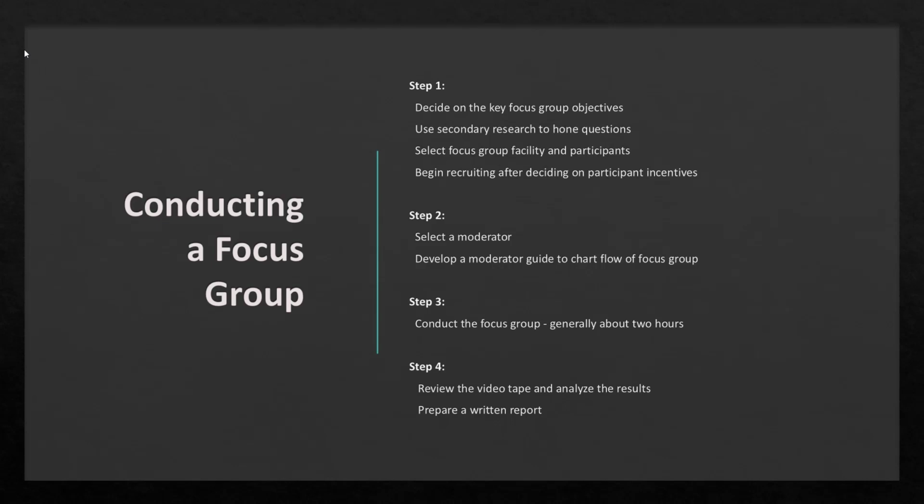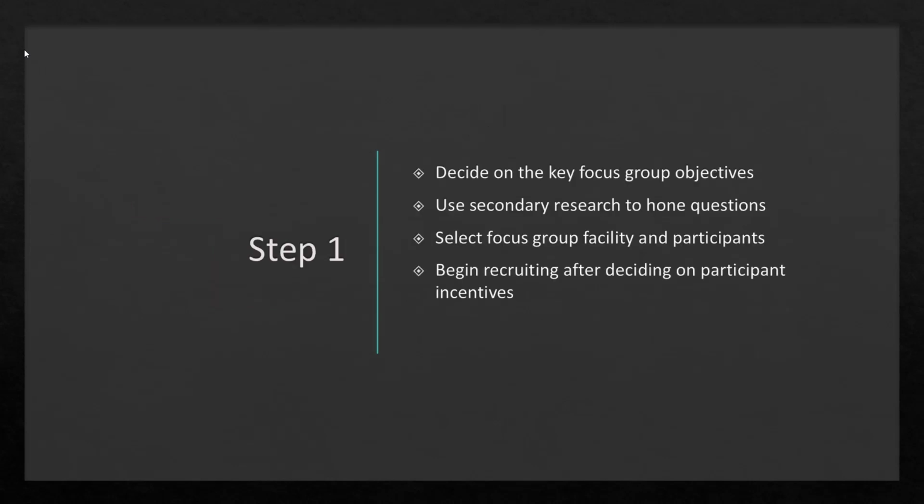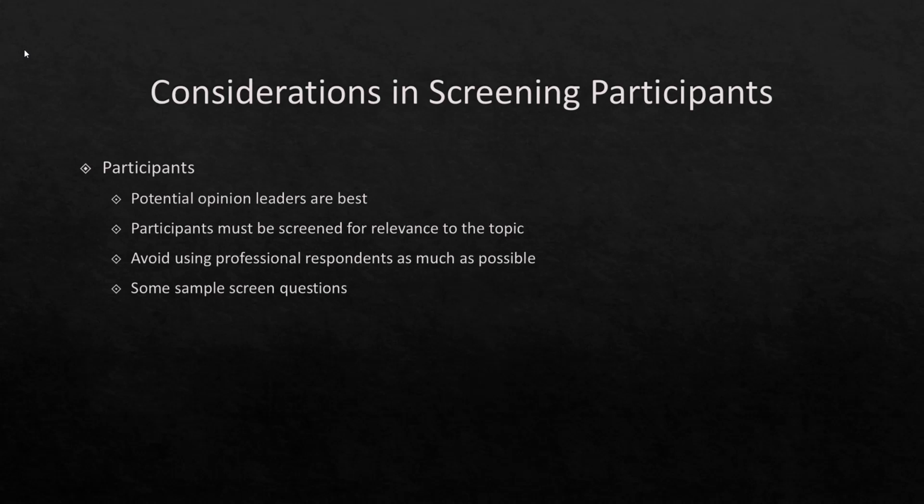And then obviously step 2, select the moderator. Number 3, conduct a focus group. Generally about 2 hours, and it could be like 90 minutes. It's just that different textbooks talk about it differently. And then lastly, review and analyze the result, prepare a written report. Okay, so let's look at the participants.